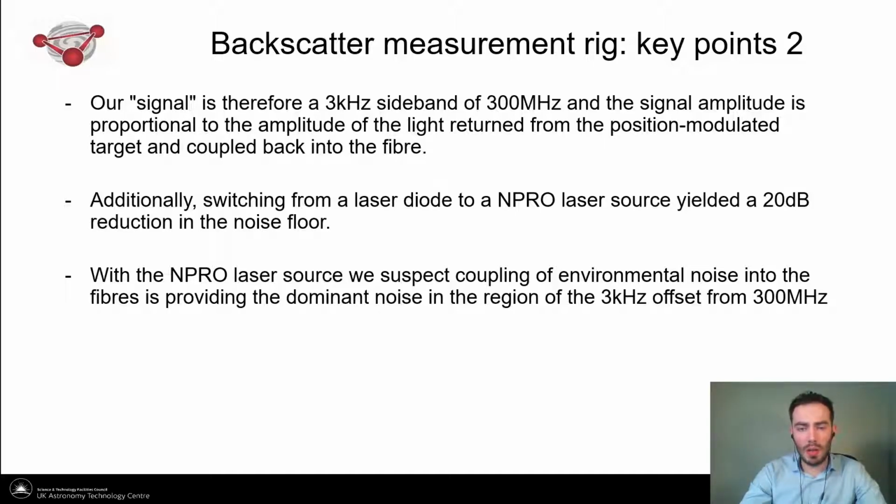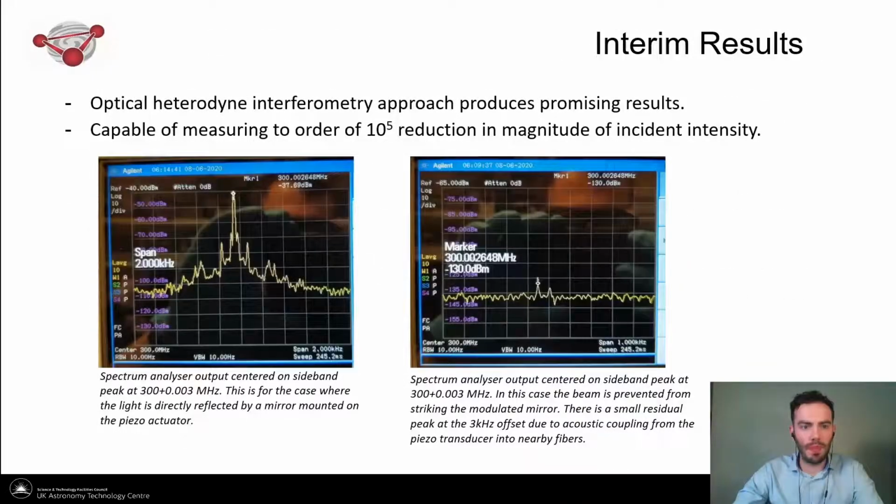Additionally, switching from a laser diode to an Earle laser source yielded a 20 dB reduction in the noise floor. With the Earle laser source, we suspect coupling of environmental noise into the fibers is providing the dominant source of noise in the region of the 3 kHz offset from 300 MHz. Now to present the initial results from the backscatter measurement rig.